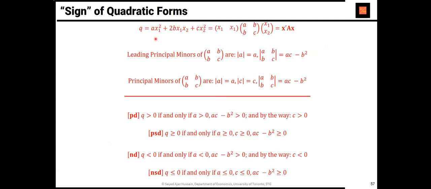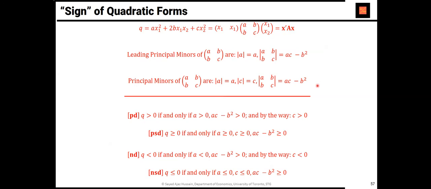You remember that here's a quadratic form. We have done leading principal minors. So you remember that the leading principal minors of this 2 by 2 matrix, remember it's a symmetric matrix, okay? It's not A, B, C, D, it's A, B, B, C. You know the leading principal minors are A, and of course the determinant of A, B, B, C. You also know the principal minors are A, C, the diagonal terms, and then of course the determinant of the entire matrix, which is AC minus B squared.